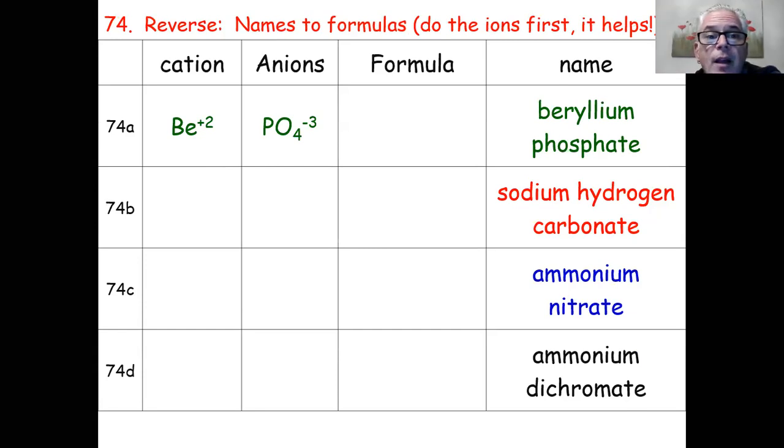So we're going to need 3 berylliums, and we're going to need 2 phosphates. So what's this formula going to look like? It's a big formula, for real. Be3, PO4 twice, right? You can say this a lot of ways. Be3, PO4 2 times. Beryllium phosphate. Say the name of the metal, say the name of the polyatomic anion, and take a deep breath, right? Because this is hard.